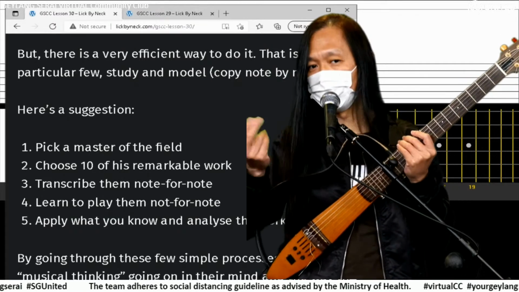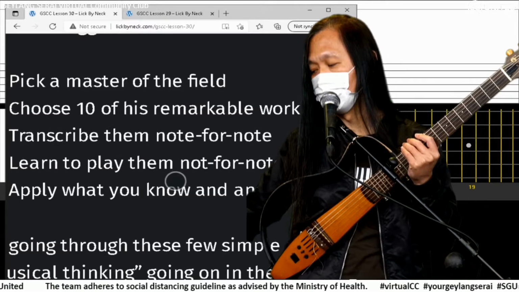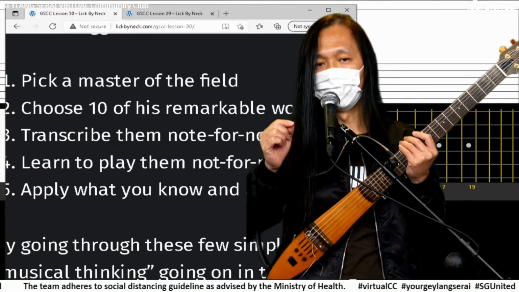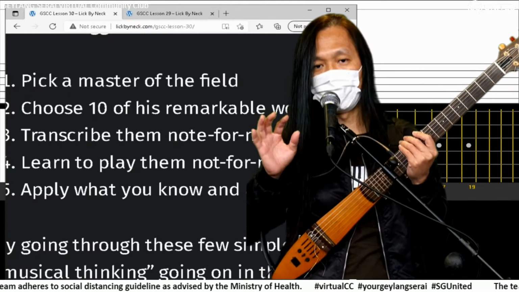And of course, it cannot be too easy. It must be of a certain level. Then transcribe them note for note. Use your ear. Maybe for a start it's very complicated, but don't worry, just try your best to transcribe them note for note.